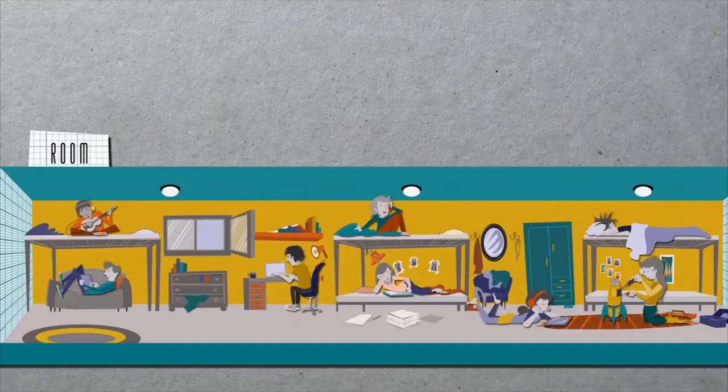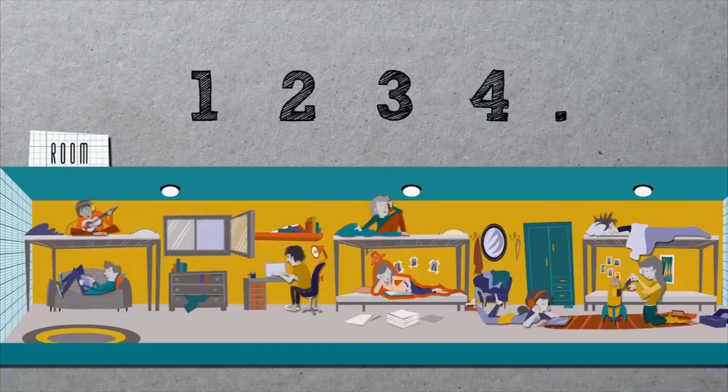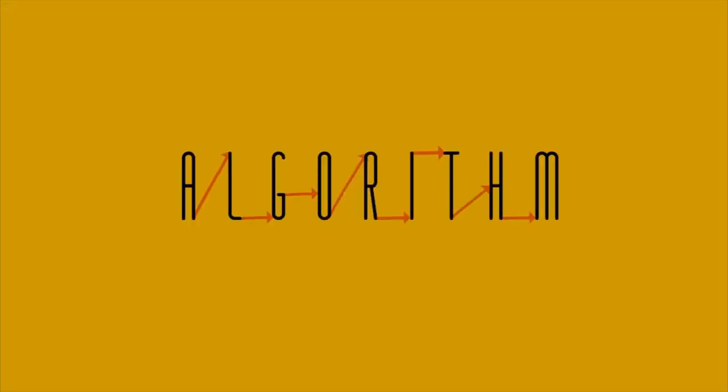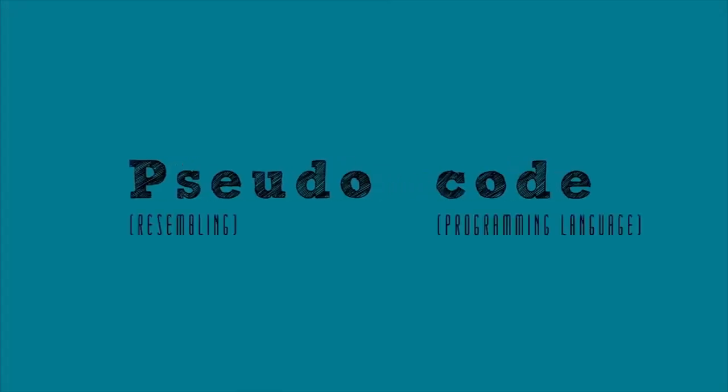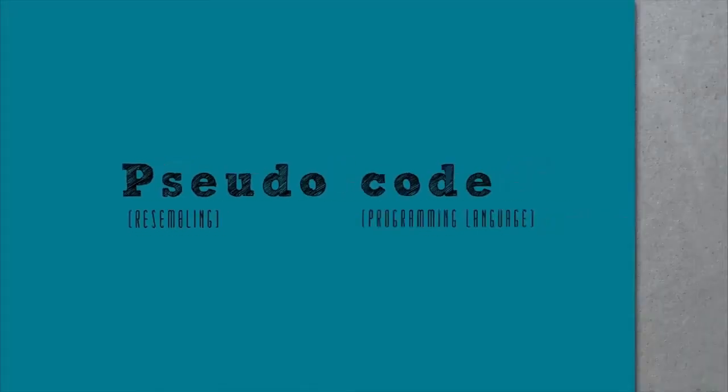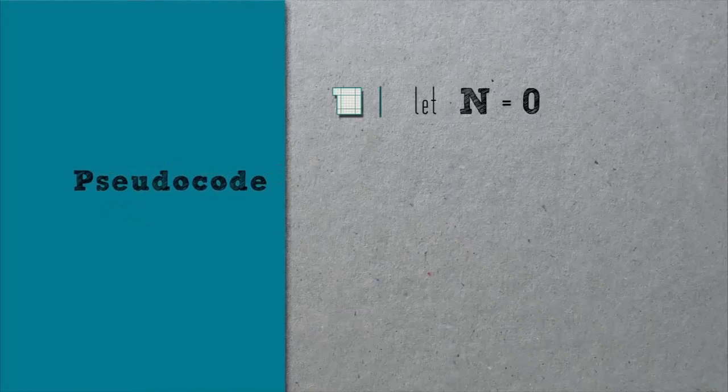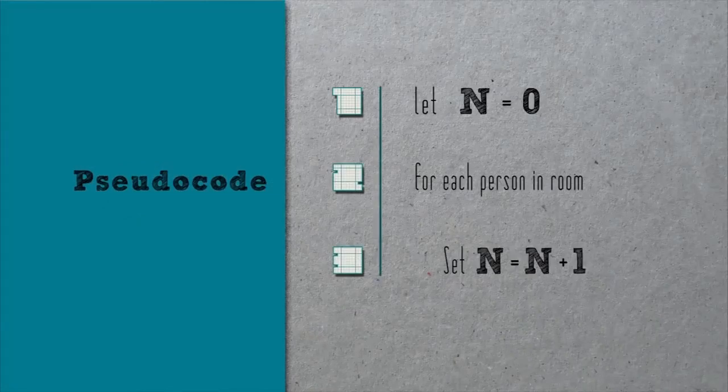Well, if you're like me, you'd probably point at each person, one at a time, and count up from 0. 1, 2, 3, 4, and so forth. Well, that's an algorithm. In fact, let's try to express it a bit more formally in pseudocode, English-like syntax that resembles a programming language. Let n equal 0. For each person in room, set n equal to n plus 1.